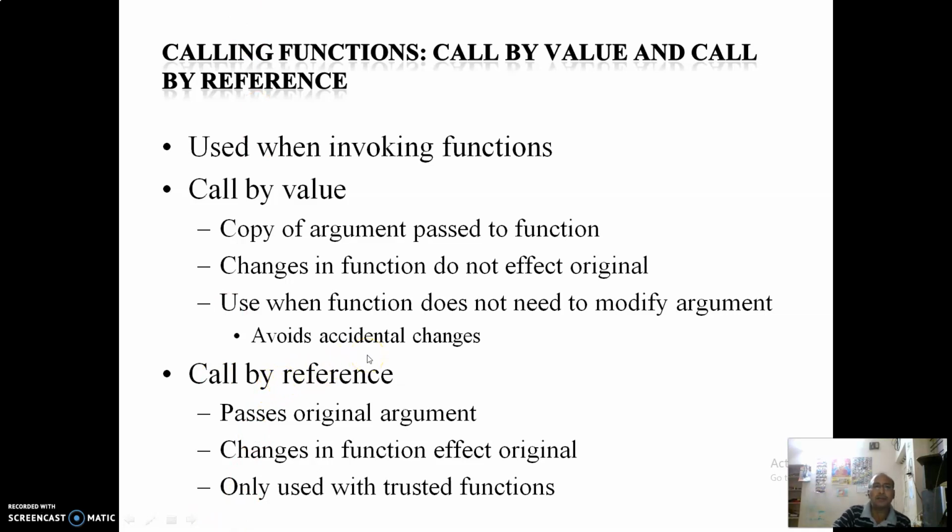Call by value: a copy of the arguments is passed to the function. Changes in the function do not affect the original. Use it when the function does not need to modify the argument; it avoids accidental changes. Call by reference passes the original argument. Changes in the function affect the original, so it is only used with trusted functions.